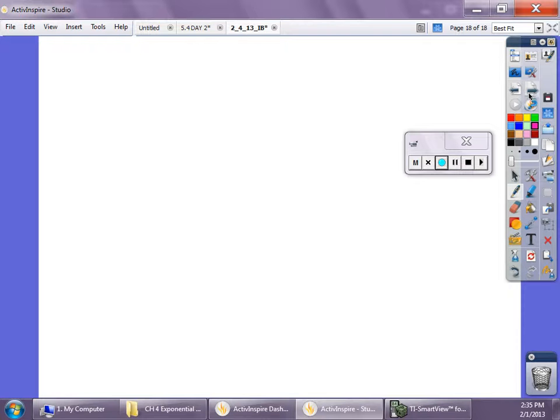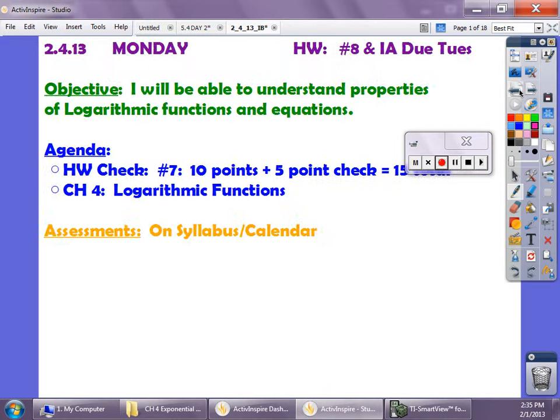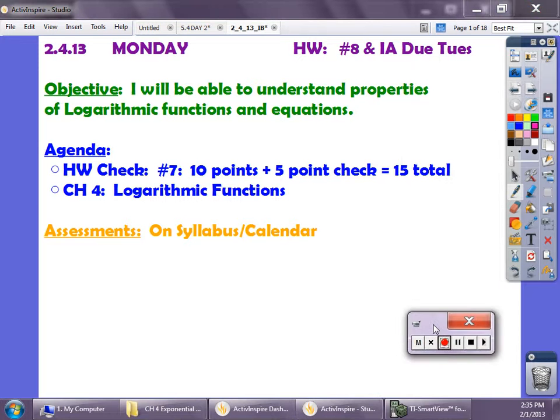I'm hoping that took less than 45 minutes. I believe it did. So now you should be working on homework number, let's go back to the beginning, 8, and your IA is due tomorrow. You want to make sure that it is in a state where you would feel like this is what they asked for. This is what the task asked for.